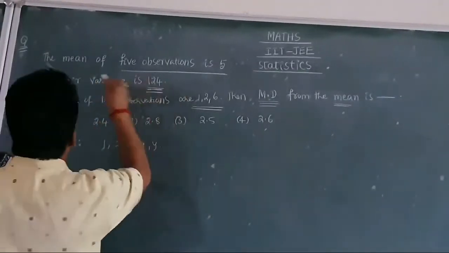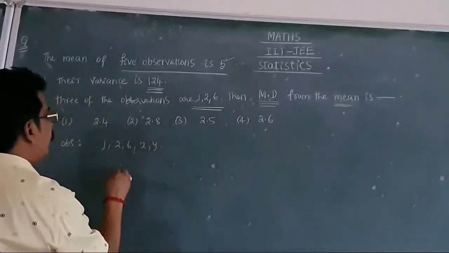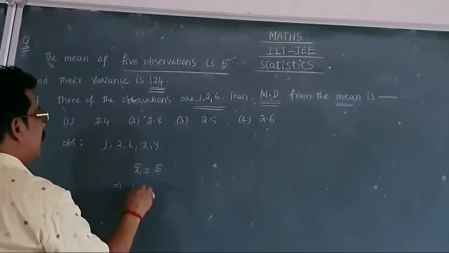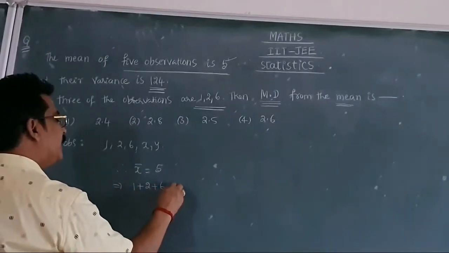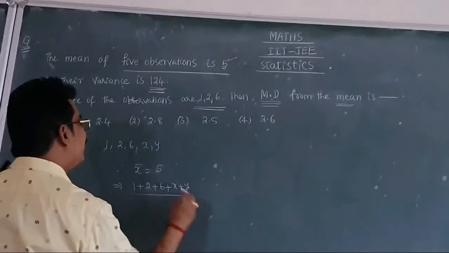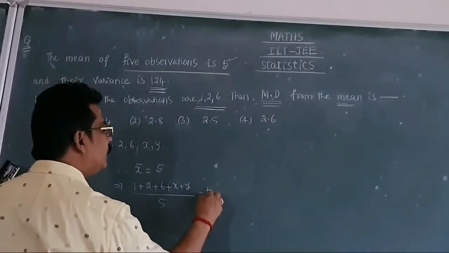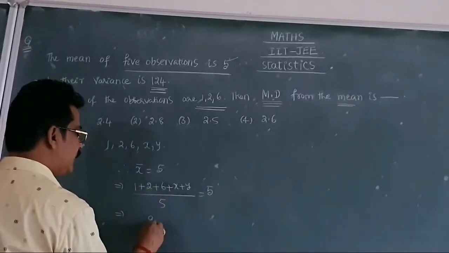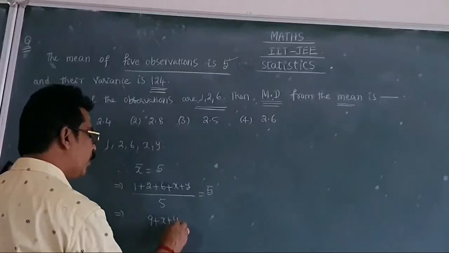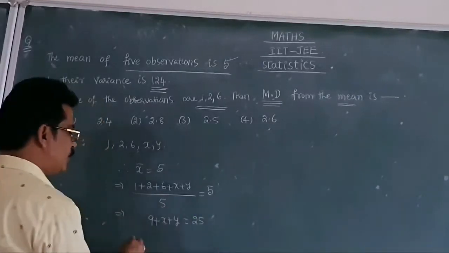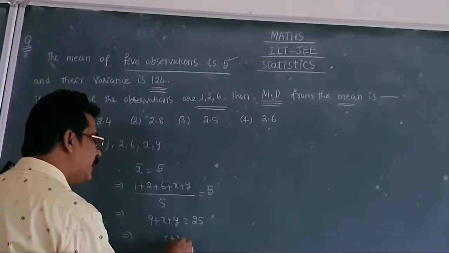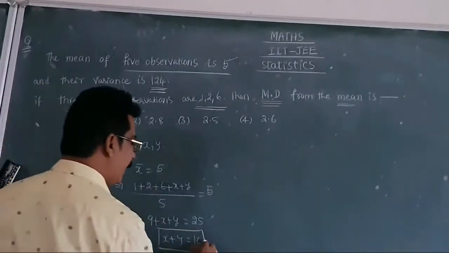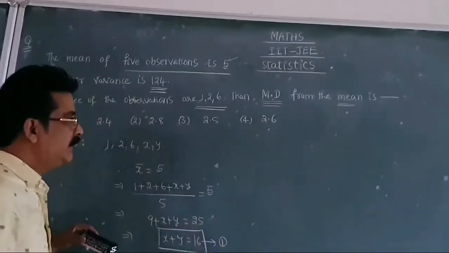Next, mean is what? Mean is 5. So therefore, x bar is equal to 5. That implies (1 plus 2 plus 6 plus x plus y) divided by 5 is equal to 5. So that implies 9 plus x plus y equal to, by cross multiplication, 25. Then x plus y equal to 16. So we are having a relation in terms of x comma y. So x plus y equal to 16.